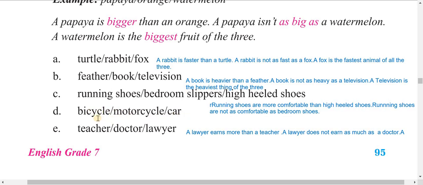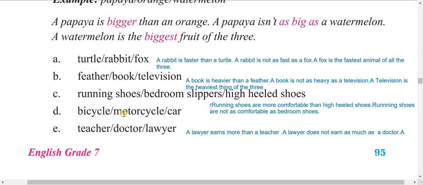Bicycle, motorcycle and car, you can do this one. A motorcycle is more expensive than a bicycle. You can put that. A motorcycle is more expensive than a bicycle. A motorcycle is not as expensive as a car. Finally, a car is the most expensive. Or a car is most expensive of the three. A car is the most expensive vehicle, you can say. A car is the most expensive vehicle of the three. You can say it like this.